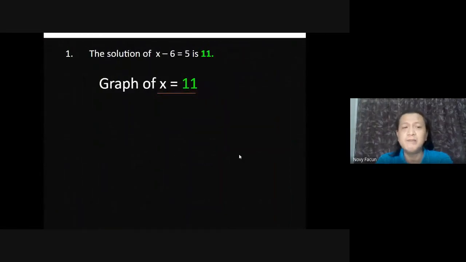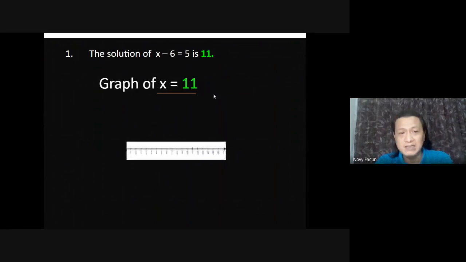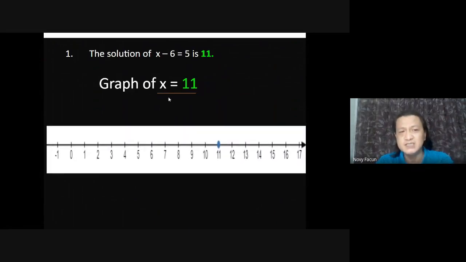Okay, how do we graph our solution in linear equation in one variable? Just simply plot, gawa ka lang ng number line mo. Since this is positive 11, gawa ka lang ng number line and then you have to put 11, yung dot on the upper part. Then, you have to label. Meaning, this is your solution. So, yan yung solution natin sa linear equation.